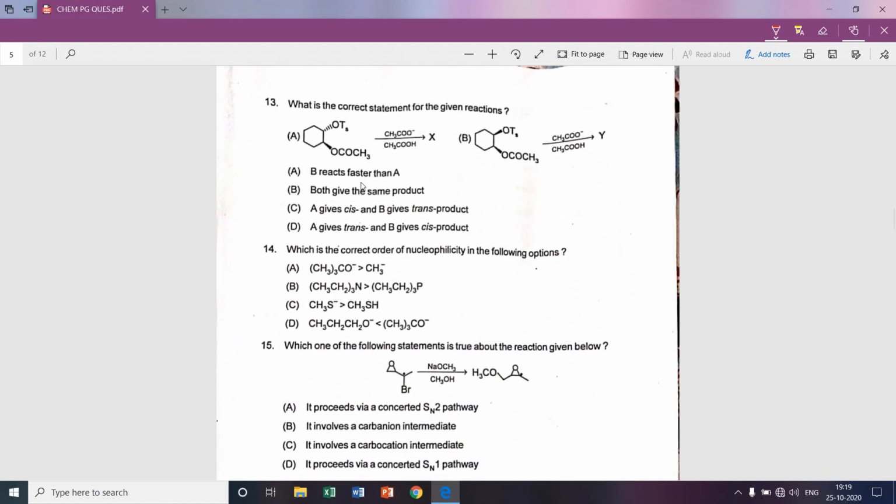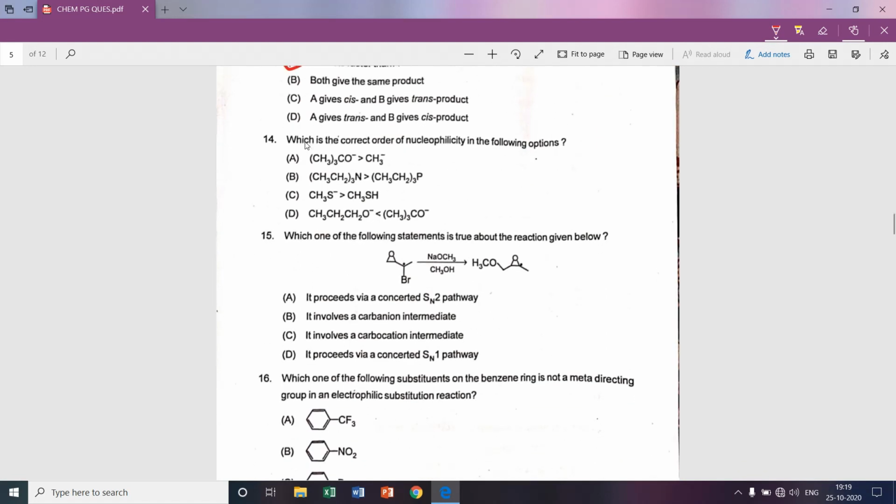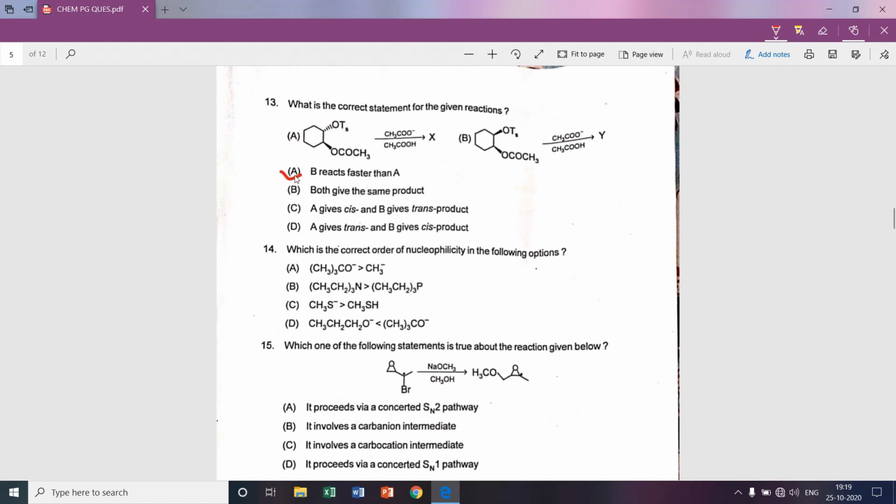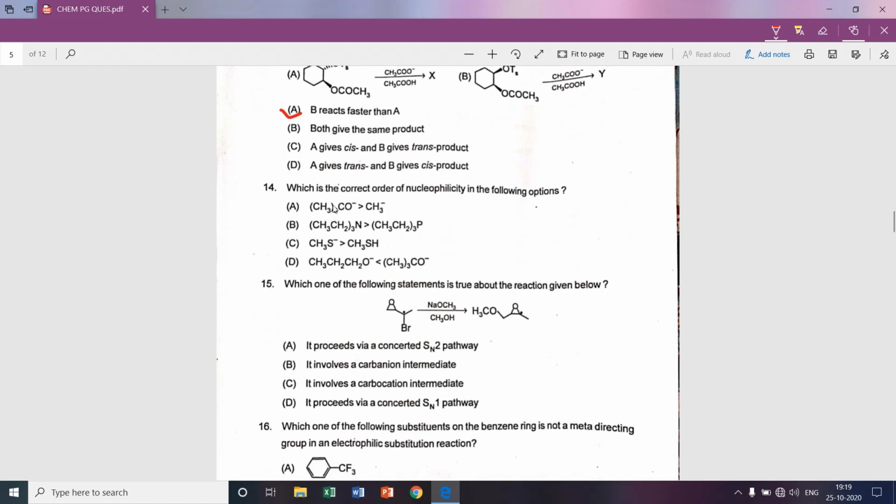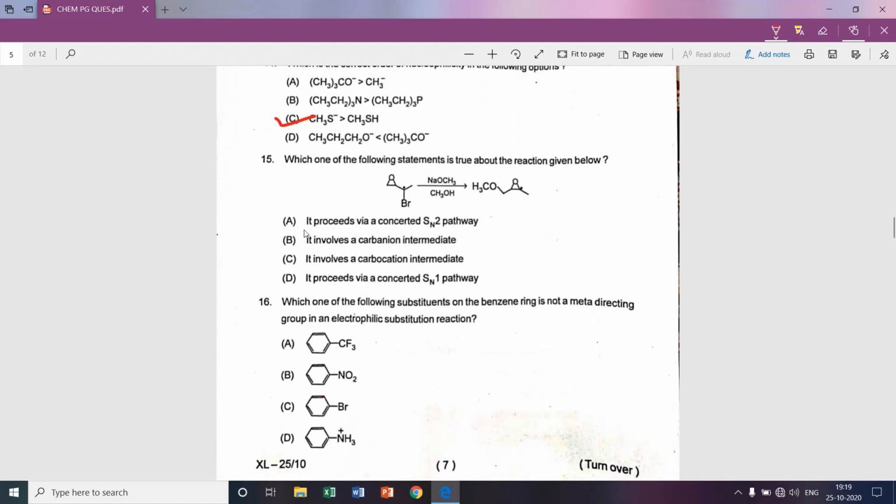Number 13. What is the correct statement for the given reactions? Your answer is option A, that is B reacts faster than A, because in the B section the two substituents are in the same plane, but in the A section the two substituents are in opposite planes. Hence the answer is option A. Number 14. Which is the correct order of nucleophilicity in the following options? That is option C, CH3S minus is greater than CH3SH.